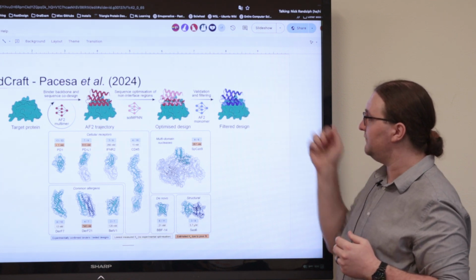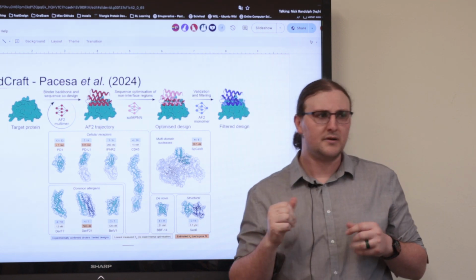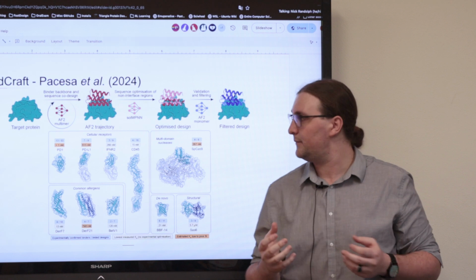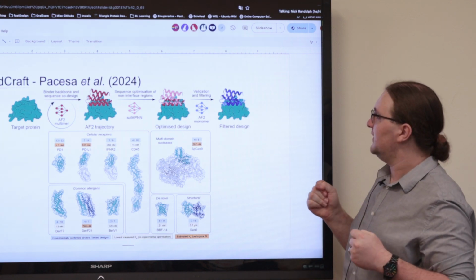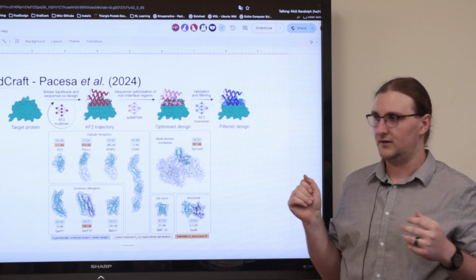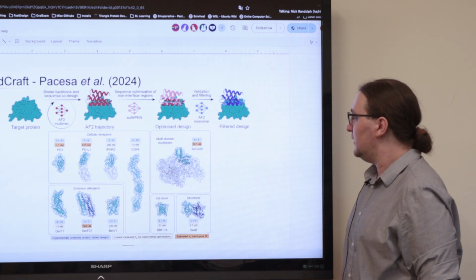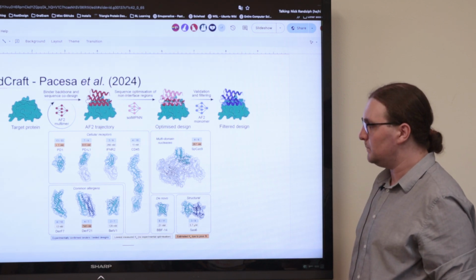After that, they do some validation and filtering, so they throw it through AlphaFold monomer, make sure it folds up into the same binder shape, make sure that it does contact this interface with a multimer prediction, and then you can do some filtering based on confidences and Rosetta scores and stuff like that.